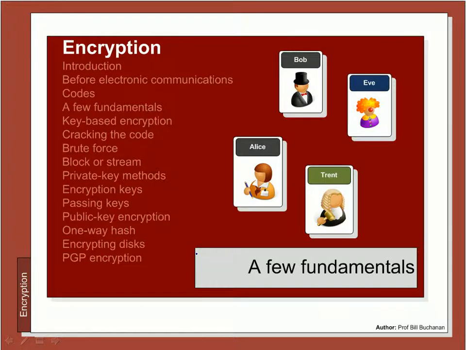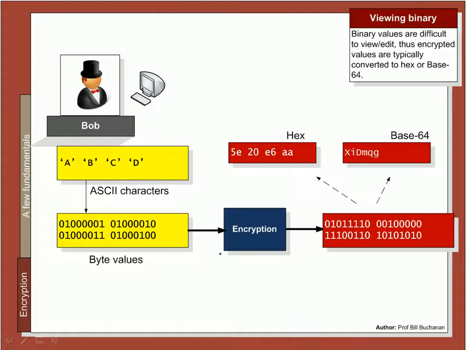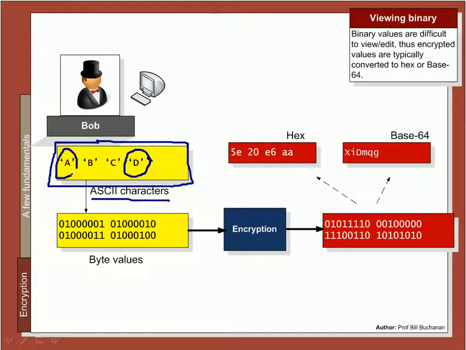Okay, so let's look at some of the fundamentals involved in encryption. What we have, we typically define as standard text or plain text. This is typically defined in ASCII characters. So we would typically view them as letters, A, B, C and D, but they are interpreted by the computer in some form of byte format.